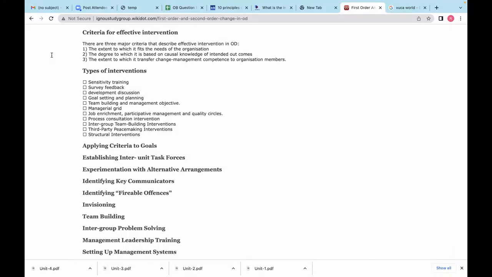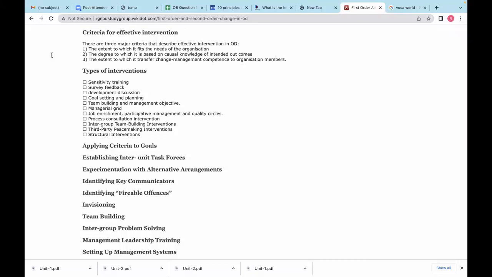So depending on the need and fitment to it, right? And it's also based on causal knowledge of intended outcomes. Do you really know what the outcome is? It depends on that, right? It also depends on competence, what is your competence in achieving it, right? So basically, that particular part also tells you how effective your intervention is.